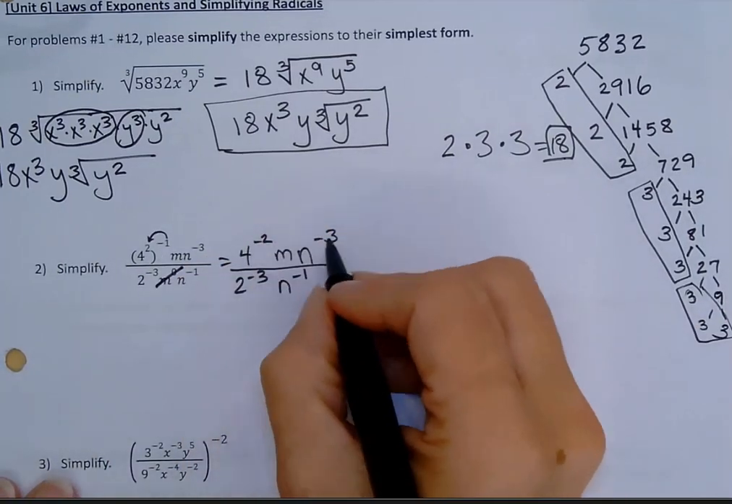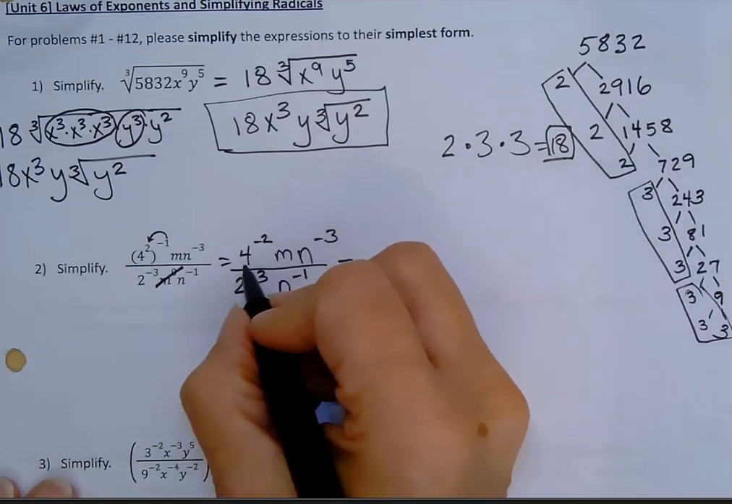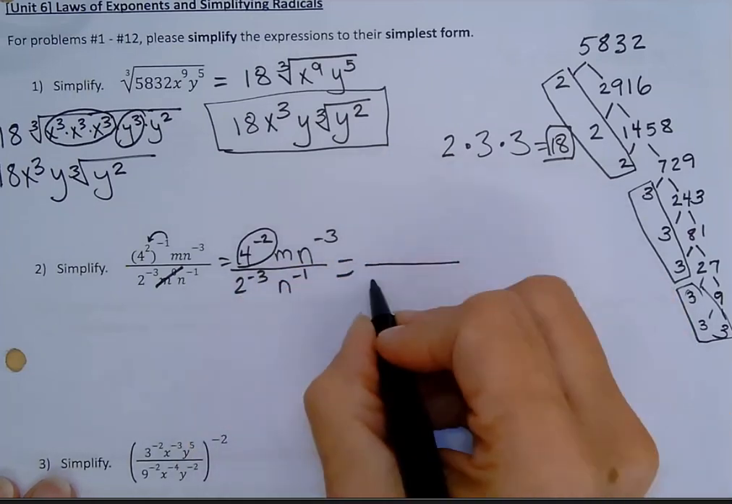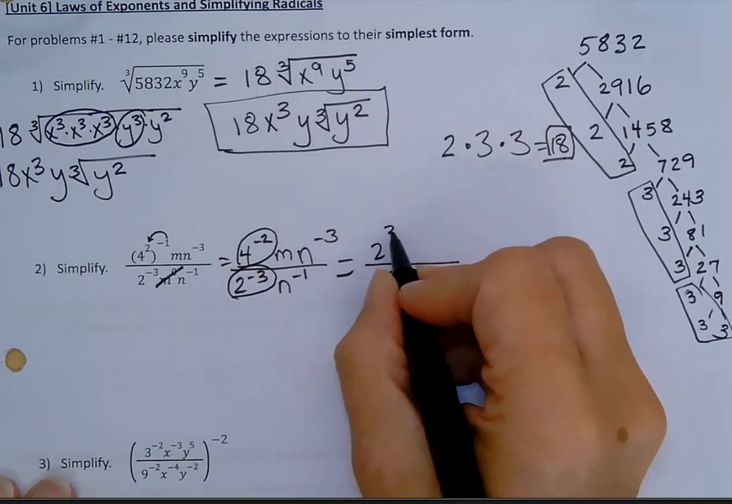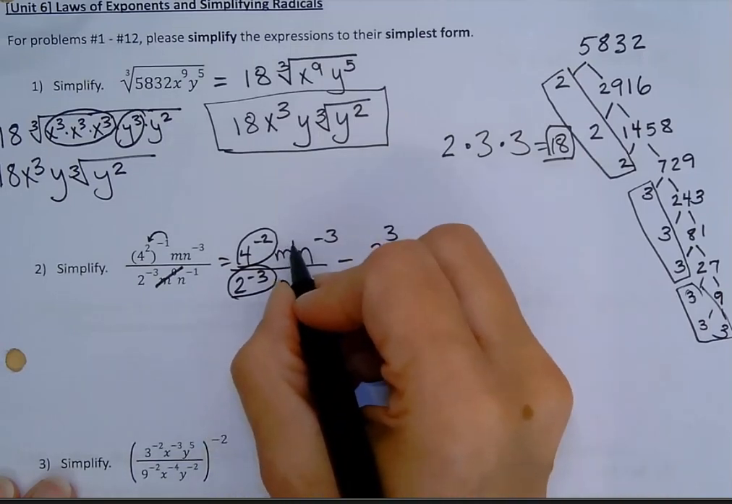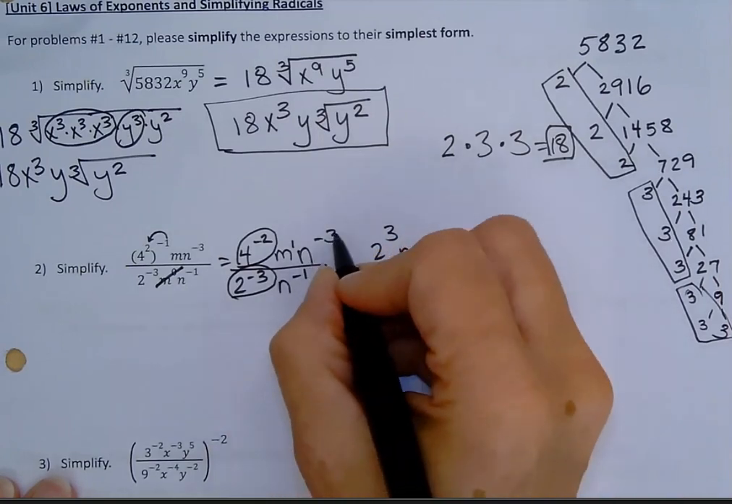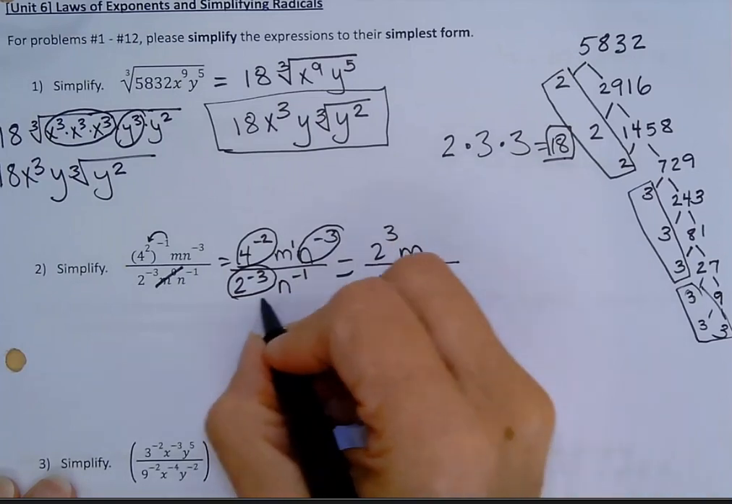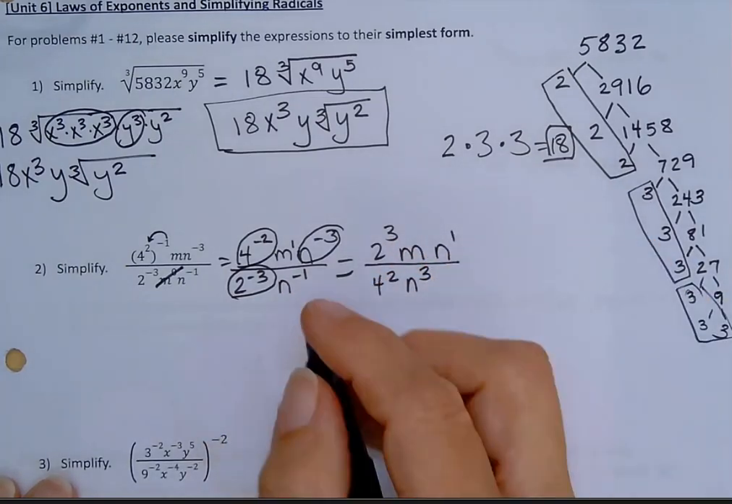So now I'm going to move things around. And if I have a negative exponent, I'm going to make it a positive exponent. This guy's going to go down. Okay, so I have 4 squared. This guy's going to go up, so I have 2 to the third. M has a +1 exponent, so m is going to stay right where it is. N to the -3 is going to go down, right? Now it's n to the third, and n to the -1 is going to go up. So now it's n to the 1 and going up.